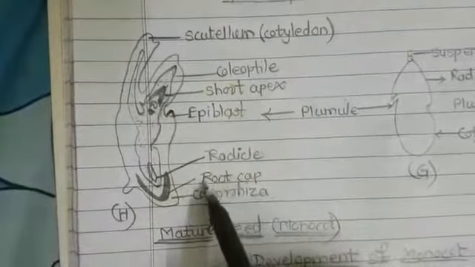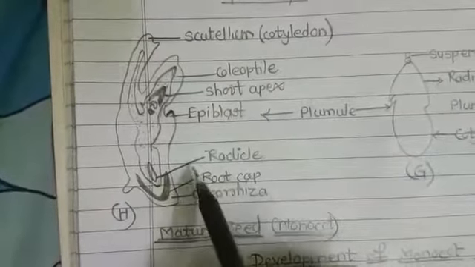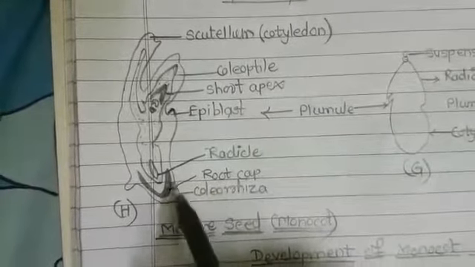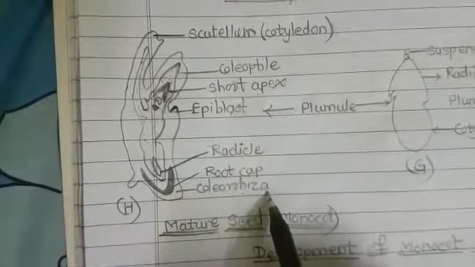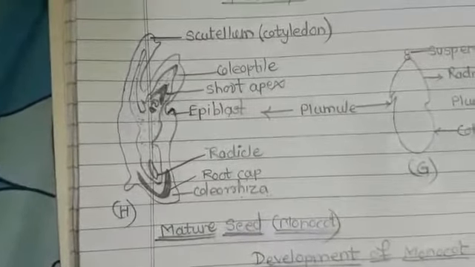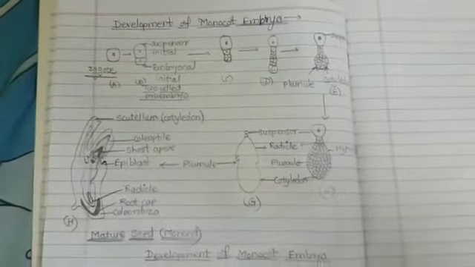Root apex is present and it is called radicle. The root apex is protected by the root cap and it is protected by the coleorhiza. This is the entire structure of the mature seed in monocots. I hope all of you understand the structure and development of monocot embryo.